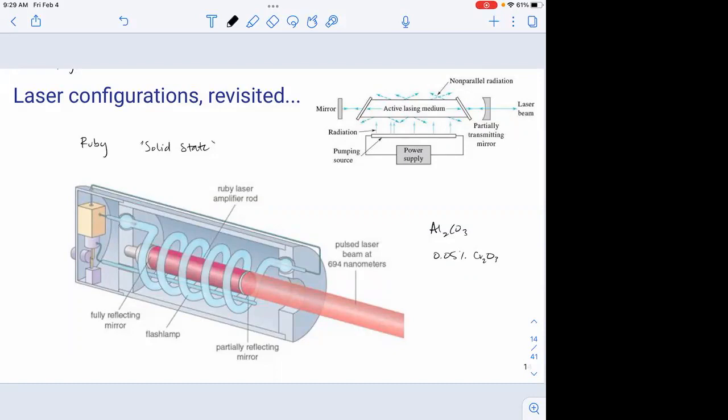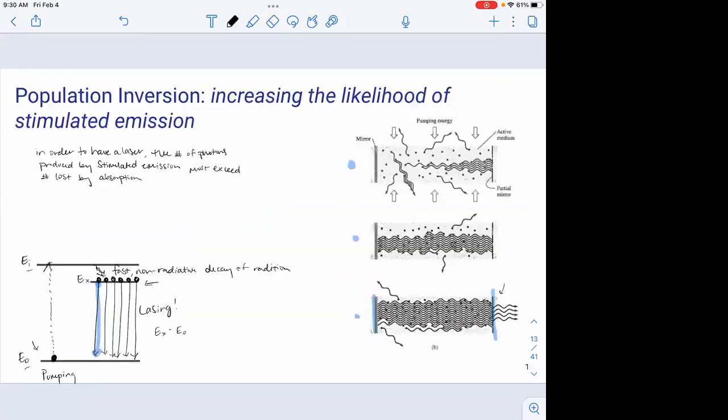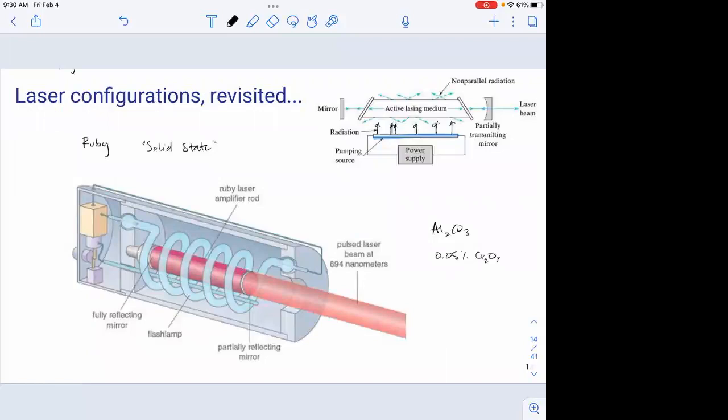So remember, we said that we were going to optically pump our active lasing medium by shining light on it, right? That's how we get that initial excitation into E1 or EI. Then hopefully we can achieve population inversion because of the identity of the lasing medium and the electronically metastable state that is EX.